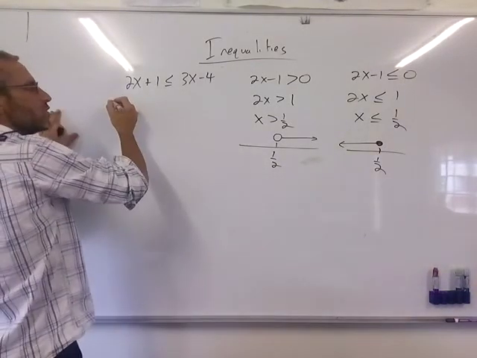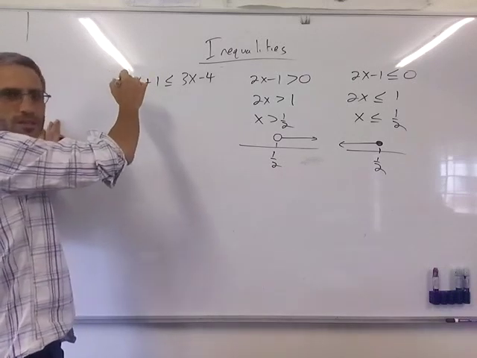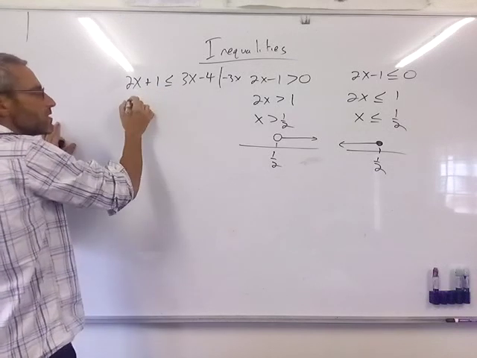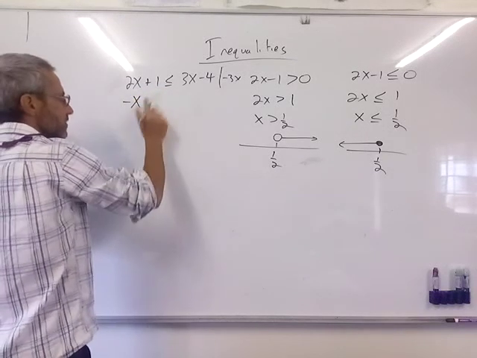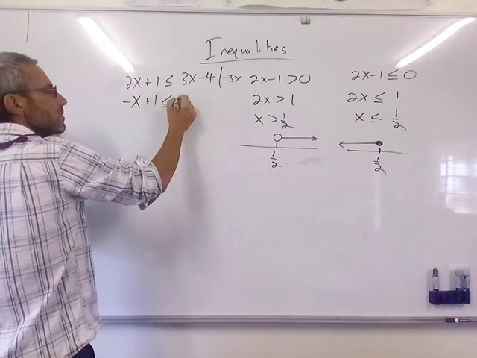So how are we going to move it to the left? So what do I need to subtract? Subtract 3x. So I'm going to have 2x minus 3x, which is minus x. Plus 1, we'll do it slowly, smaller or equal to negative 4.